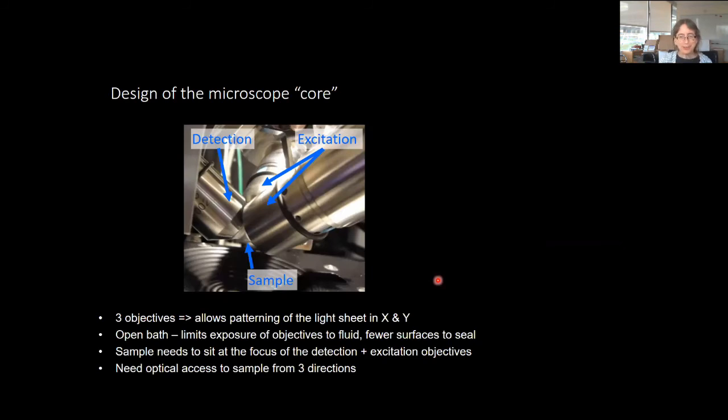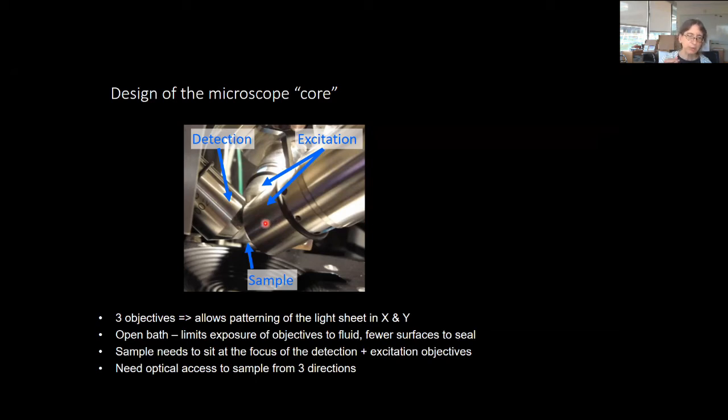So that's the end of the objective section, and moving on to, all right, how are we going to get those three objectives and get a sample in the correct place? This is what the core of the microscope looks like. Why are there three objectives? Of course you need a detection objective, and then we want to be able to do structured illumination. That's really key to our strategy here.